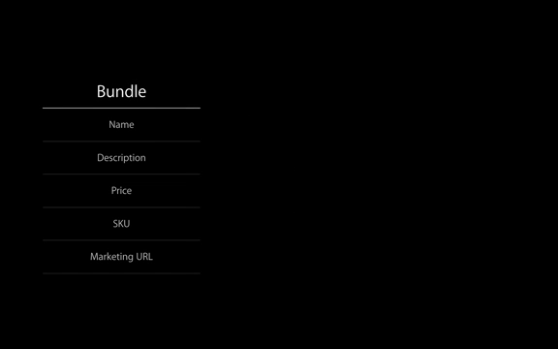So it starts with information that is specific to the bundle. Each bundle will need its own name. It'll need a description about the bundle. Obviously, it has its own price, has its own SKU, and a marketing URL so you can market this bundle on its own.